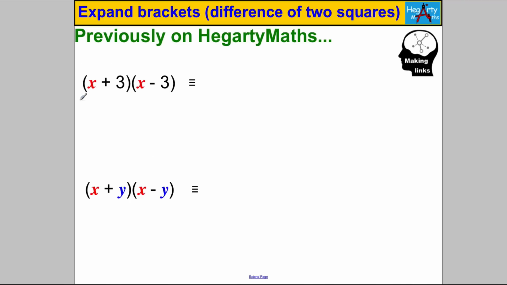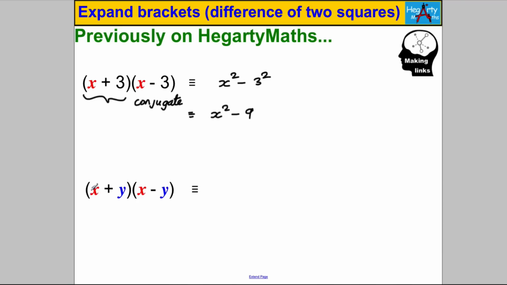Now, in future, when you see a bracket multiplied by its conjugate, so you have x add 3 multiplied by x subtract 3, I don't want you to go through the long process of x times x and so on. I want you to look at that and say, it's a difference of two squares, a bracket multiplied by its conjugate, so the answer is the first term squared, x squared, subtract the second term squared, which is 3 squared. We can work out 3 squared, so that's x squared subtract 9. And I want you to do it quickly like that.